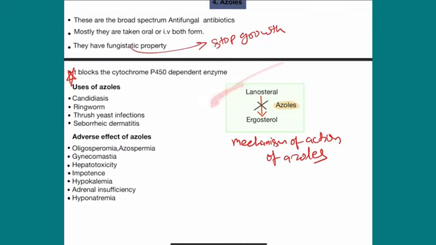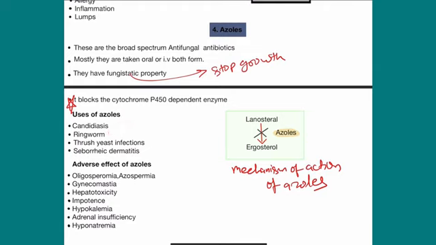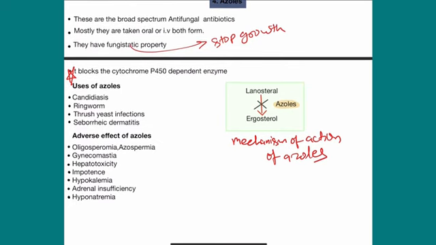What are the uses of azoles? Azoles are used in the case of candidiasis, ringworm, thrush, yeast infection, and seborrheic dermatitis, means it is also used in case of skin infection.